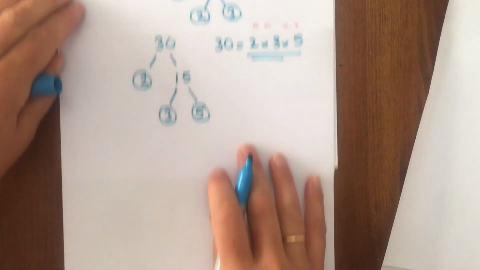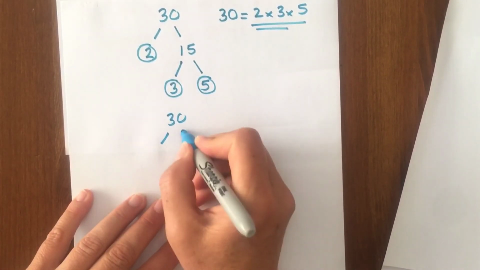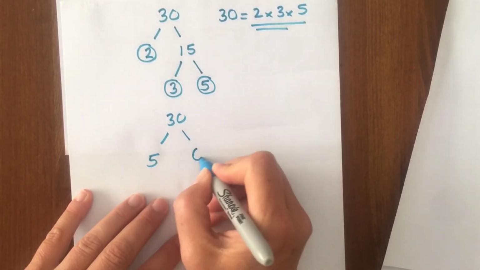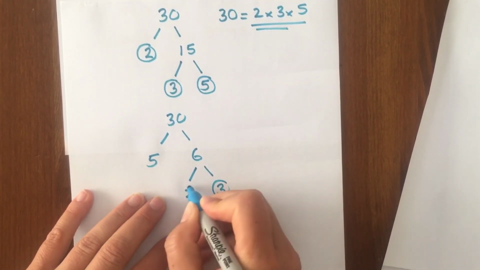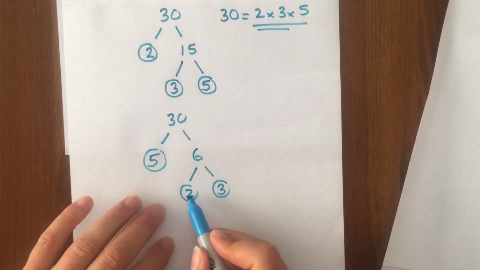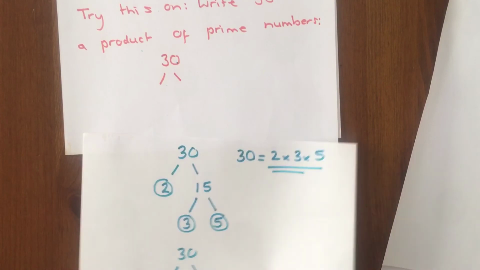Now, you might have started that one off differently. You might have started it off like this. 30, you notice 30 is divisible by 5. 5 times 6. 6 is 2 times 3. And I get exactly the same answer. 2 times 3 times 5. Right. So, we've done product of primes.